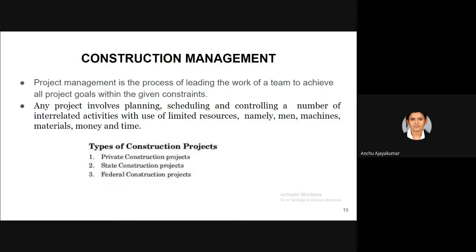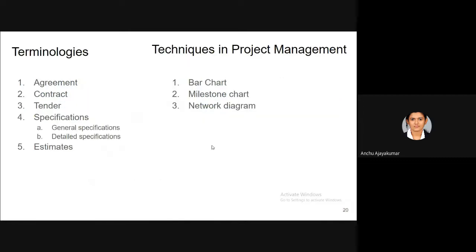Okay, in our construction projects, we have three types of projects: federal construction projects, government projects, or private projects. Nothing important in that. Some questions that you can expect from this slide are like what is an agreement, a contract, or the difference between contract and agreement.